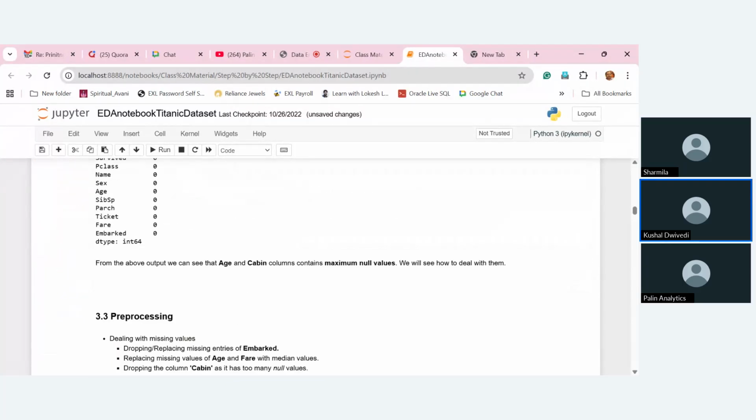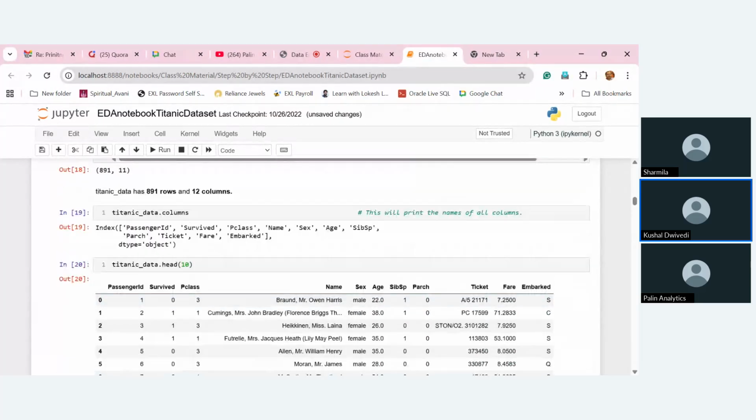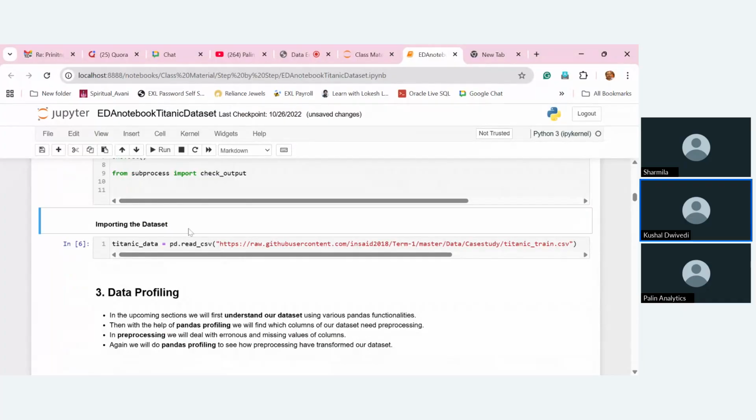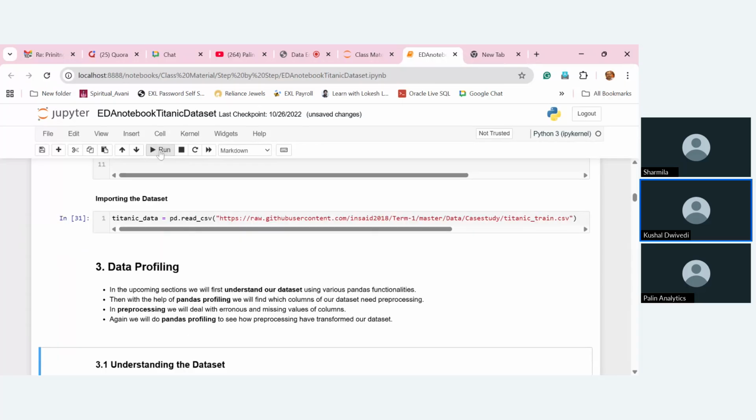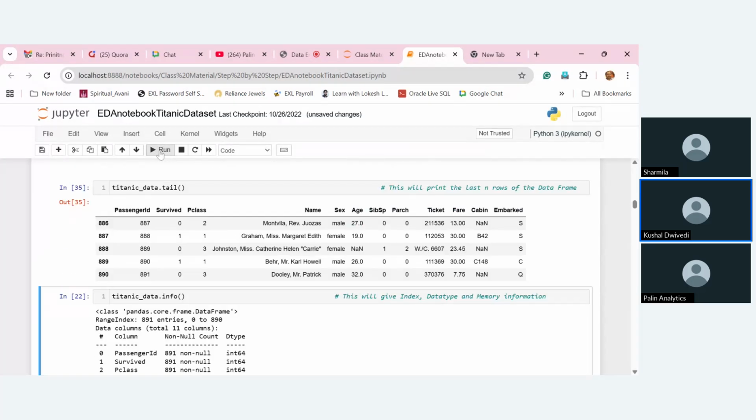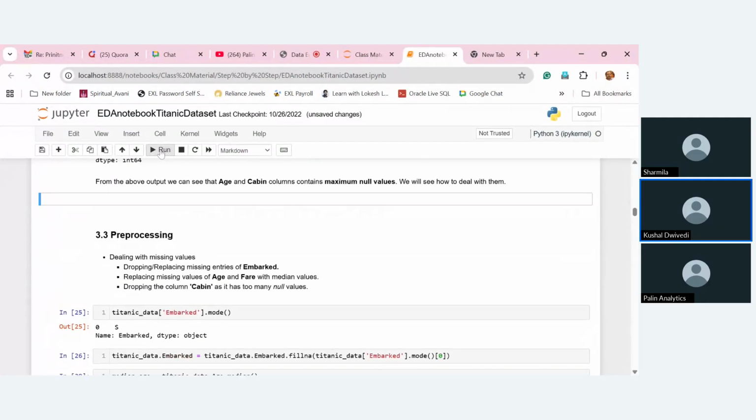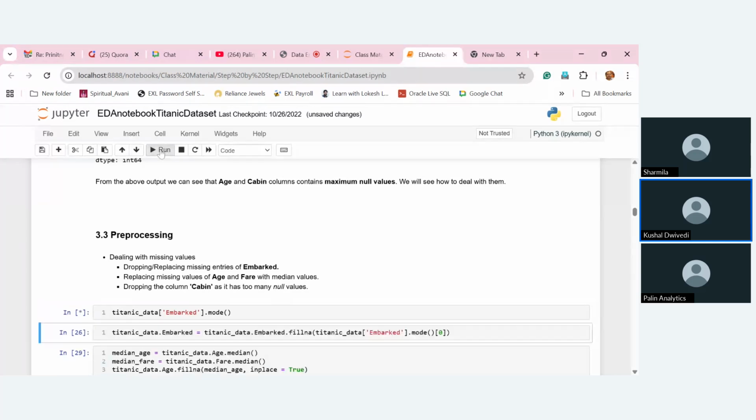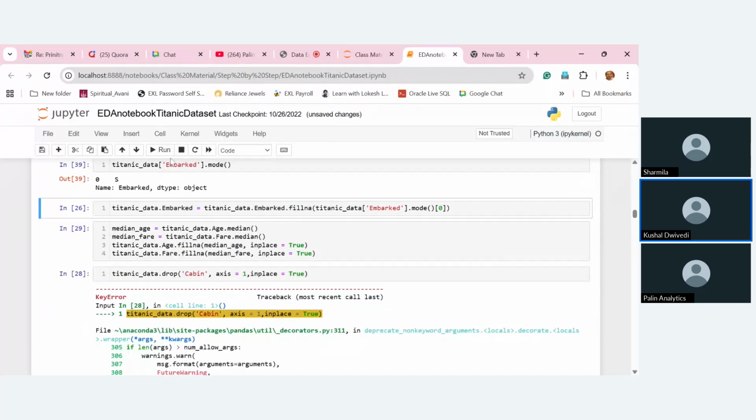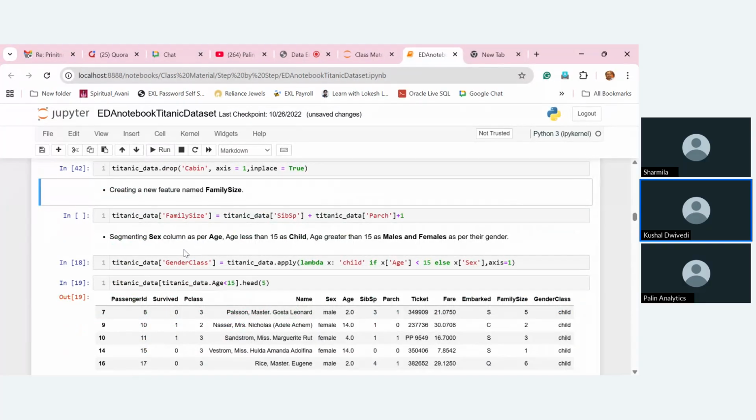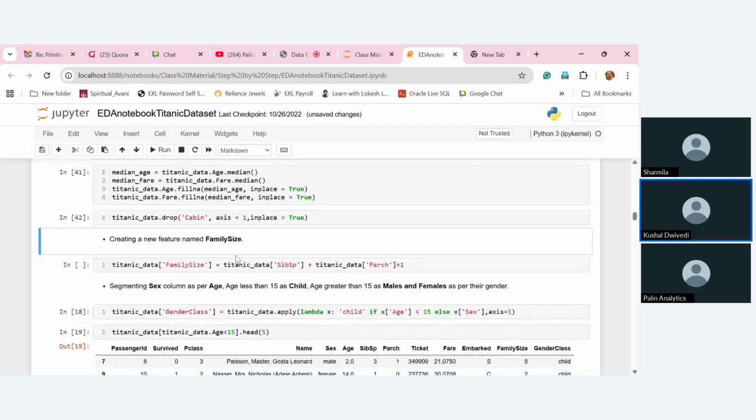Cabin has already been dropped. How come? Let me import this again. I guess this one is done, this is done. This is returning the data. Now fill in, then info, and now embarked is done. This is done, this is done, and this. Yes. So now cabin is also dropped with this, right?